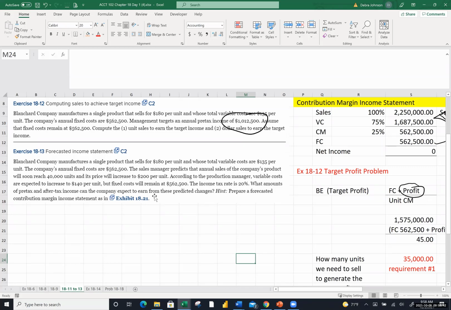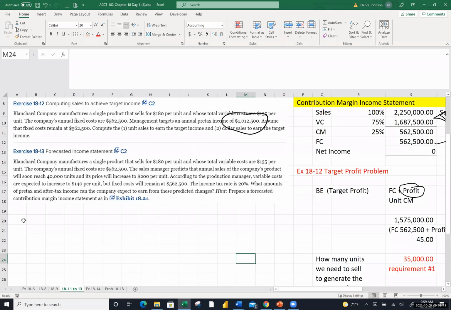Their selling price is going up. Okay, that means that if all else was the same, we'd have to sell fewer units if our selling price is going up. But variable costs are also going up. Okay, an increase in cost means we'll have to sell more units. I'm just trying to get you to think about this cognitively. We're going to do it mathematically. Fixed costs will remain constant. They give us a tax rate.